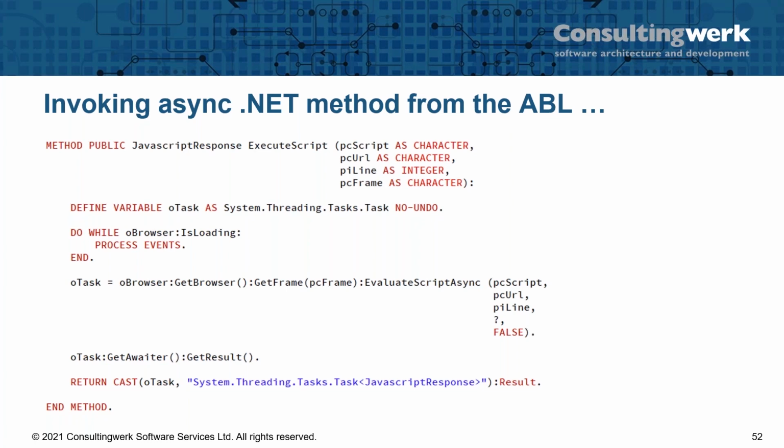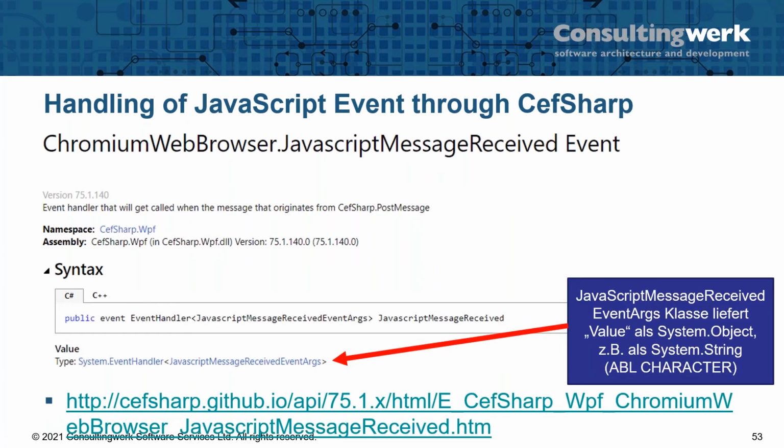Web pages are by definition always frame sets. We know frame sets from web pages where maybe a menu stays always on the left and then the content on the right. Every web page has at least one frame set. And then we call the evaluate script async function that way. And with the task get a waiter, get result, we're actually waiting for the completion of that function. And then we could also get access to the result. And the result could be a string that would be returned to us with maybe some JSON data.